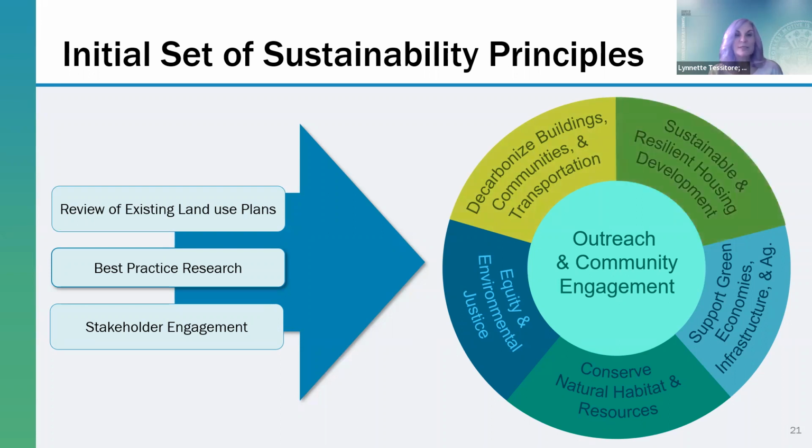increasing opportunities for sustainable and resilient development and housing for all, supporting green economies, innovative infrastructure, agriculture, and sustainable practices, conserving and protecting existing natural habitats and resources and increasing access to open and green spaces. And then, of course, prioritizing social equity and environmental justice in sustainable land use policies, programs, and plans. The development of the framework is also going to be in alignment with regional priorities, such as SANDAG's housing strategies.